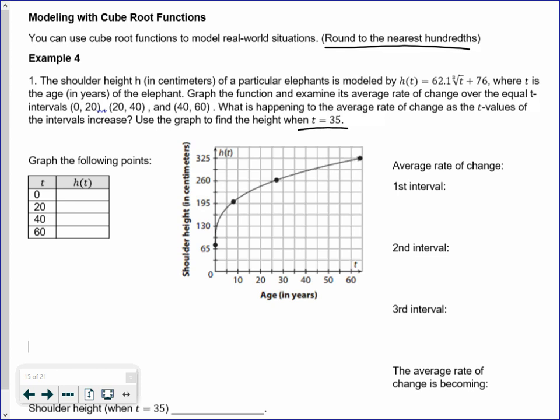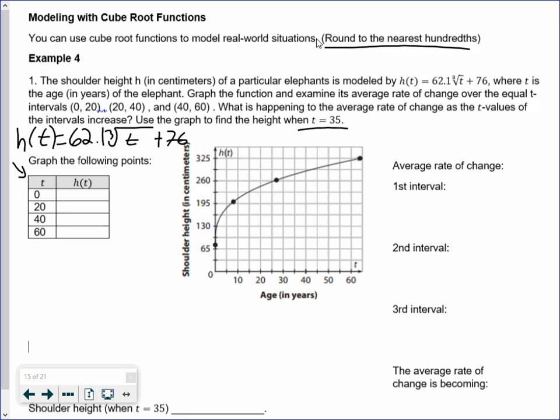So what we're really going to be doing is using this equation that they gave us, h of t equals 62.1 times the cube root of t plus 76. We're going to use that function to fill out this table. We have our t values here of 0, 20, 40, and 60. We're going to plug these into our equation and solve for our h of t, or your y value, to finish up this table.